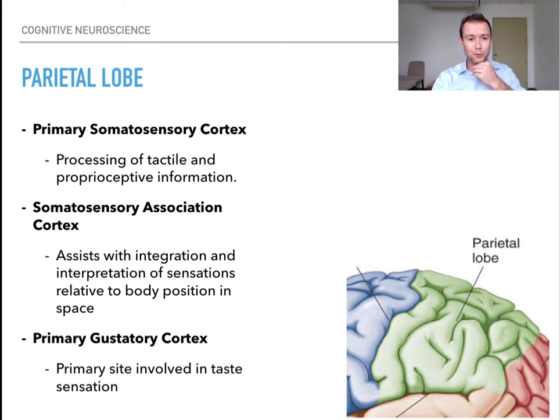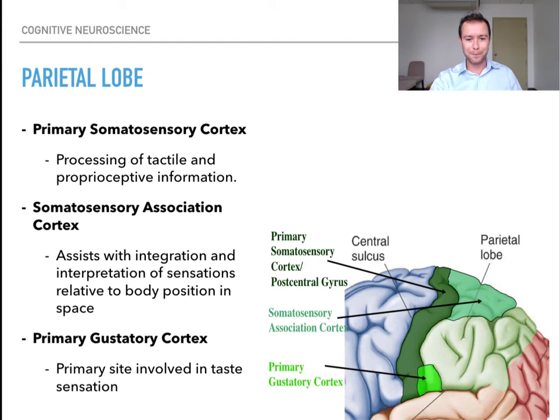The parietal lobe is also involved in aspects of consciousness and paying attention. So if you're paying attention to what you're reading right now, hopefully your parietal lobe should be activated. And you can see you have this kind of strip that runs down right next to the postcentral gyrus that has the primary somatosensory cortex, along with the gustatory cortex, which is involved in taste sensation.